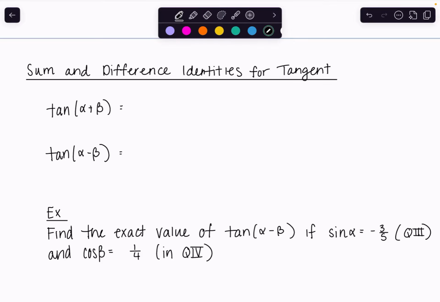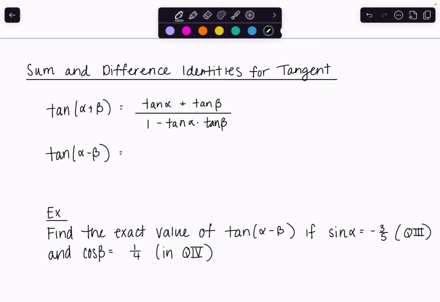So if I'm taking tangent of alpha plus beta, what we get to do is we get to take tangent of each and add them together. So the sign stays the same. The bottom is a little bit funky, so tangent involves a fraction. Its sum identity is involving a fraction. The bottom is going to be 1 minus tangent of alpha times tangent of beta. Okay.